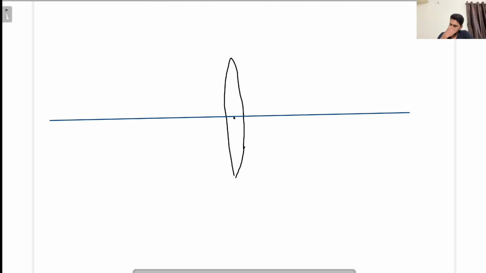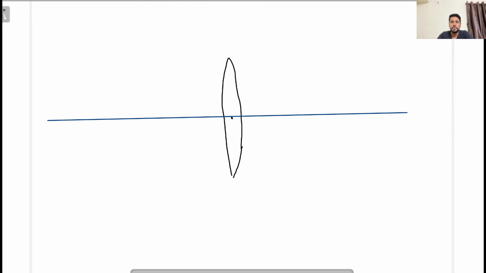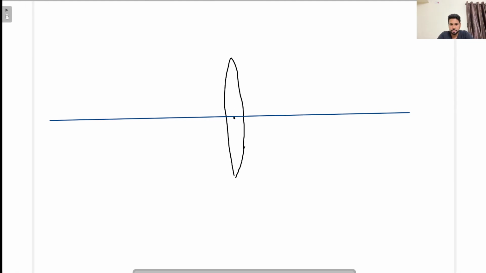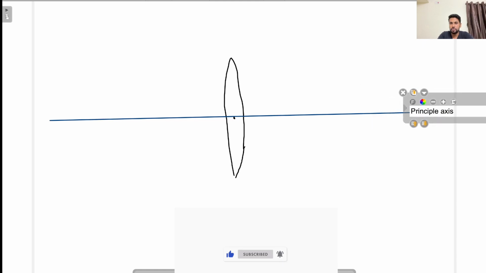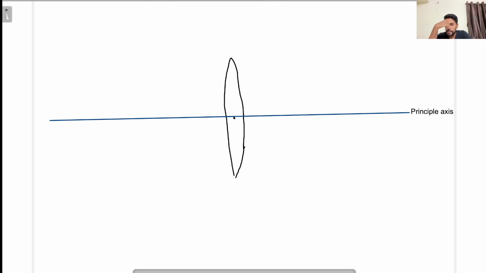So now, as you can see, I have that base ready here, and it's called the principal axis. Let me write down the name, principal axis. Now, it is a must that a principal axis should pass through the optical center. The principal axis is a line which passes through the optical center.